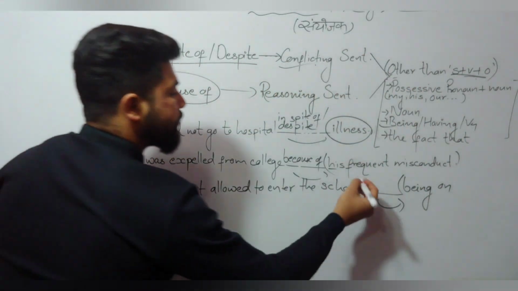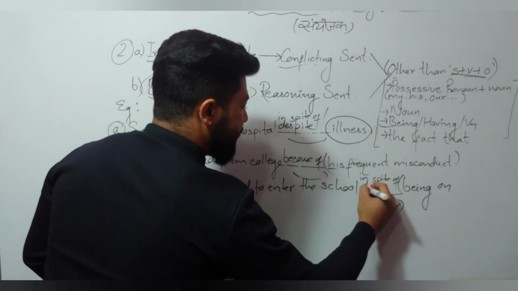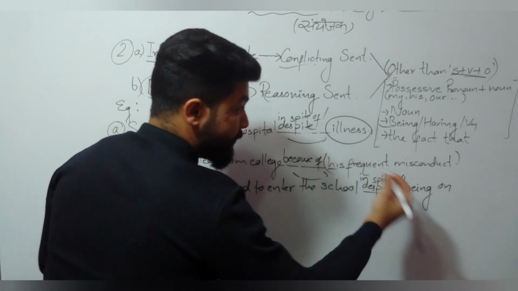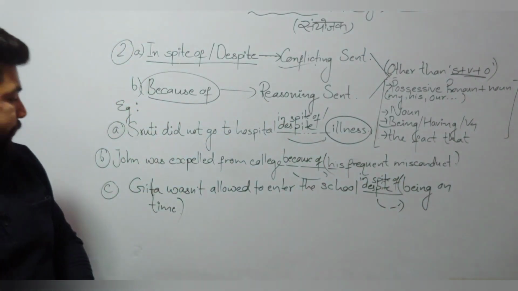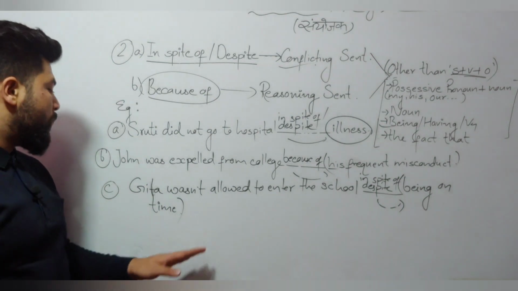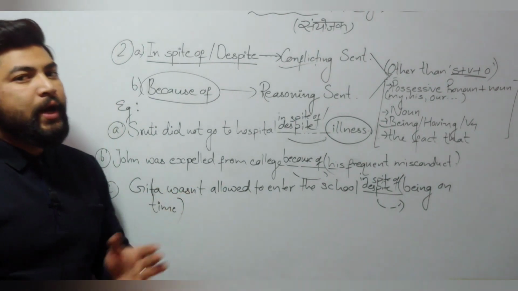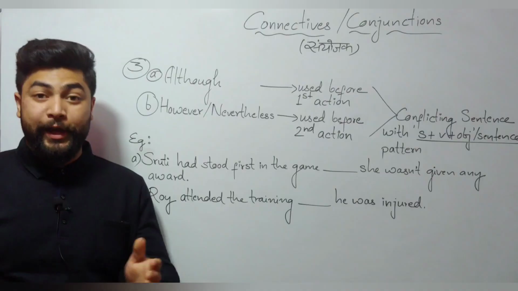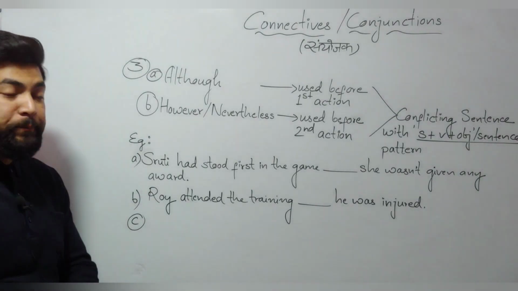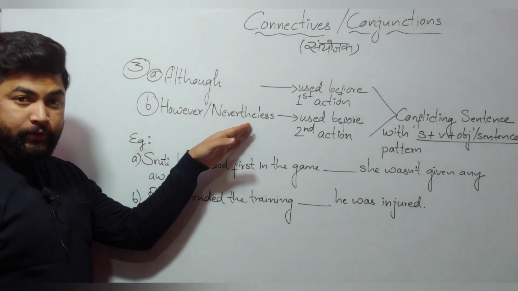So our answer is in spite of or despite. You may choose any of it, okay? It's your wish how you use it. So Geeta wasn't allowed into the school in spite of being on time, or Geeta wasn't allowed into the school despite being on time. That's your answer. Easy, right? Okay, so the next topic is going to be the use of although and however, nevertheless.